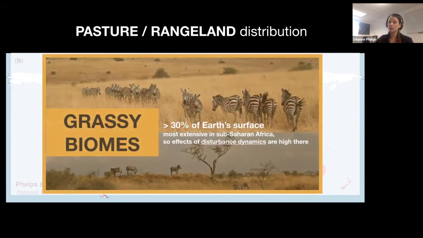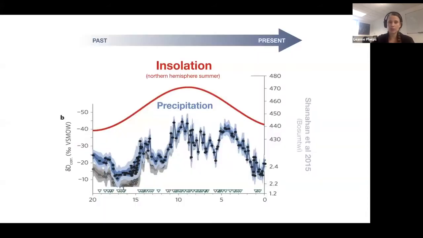A lot of this work focuses on understanding changes in grassy biomes that are associated with the development of animal production. The reason for that is that grassy biomes also cover a huge portion of Earth's land surface, more than 30%. And they are particularly extensive in Africa. So this is partly why I'm focusing on these two aspects of land use and land cover change in Africa. In grassy biomes, we have drivers of change, which we refer to as disturbance dynamics, which are the drivers of change that happen outside of climate. So let me explain a little bit what I mean here.